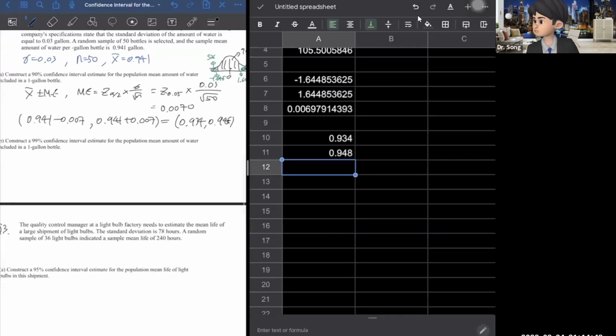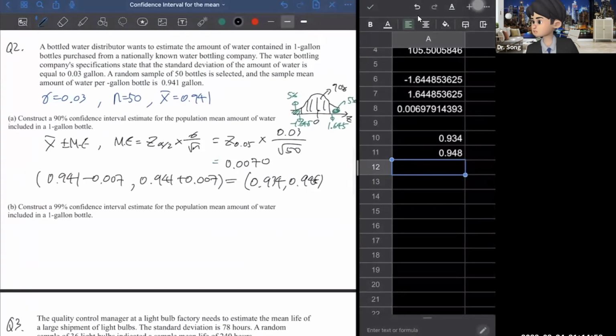So how to interpret this one? Well, we are 90% confident that the true population mean amount of the water would be located between 0.934 gallon and 0.948 gallon. Okay? Now let's solve question number B. Everything is the same, but we want to construct a 99% confidence interval.